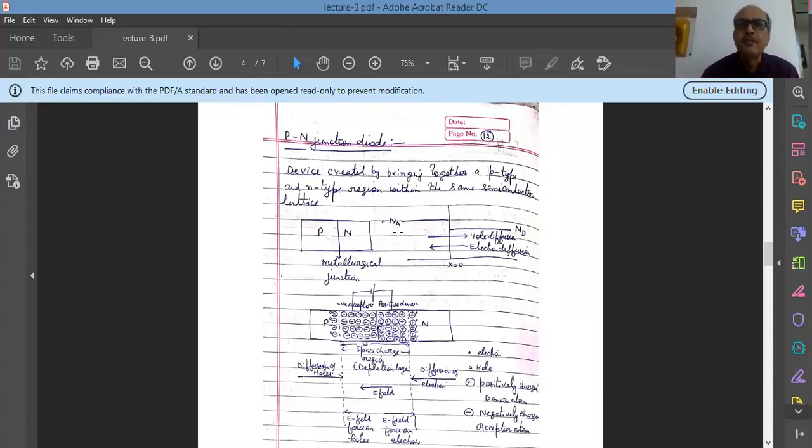Why diffusion? Because if you just assume that you are at the boundary, so on this side of a boundary, there are more number of holes. So holes will diffuse from P type to N type. Similarly, on N side, there are more number of electrons, and on P side, there are less number of electrons. So electrons will diffuse from N type to P type, and holes will diffuse from P type to N type.